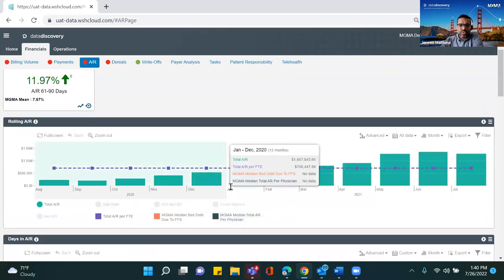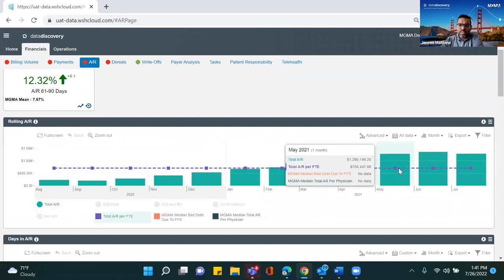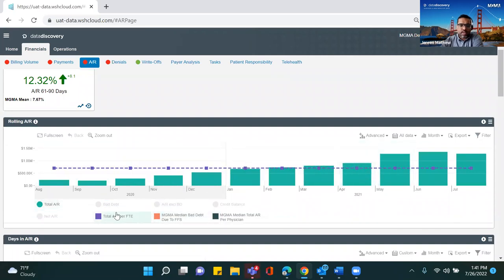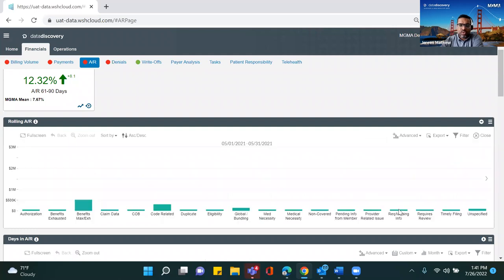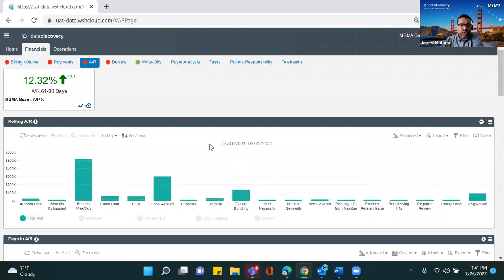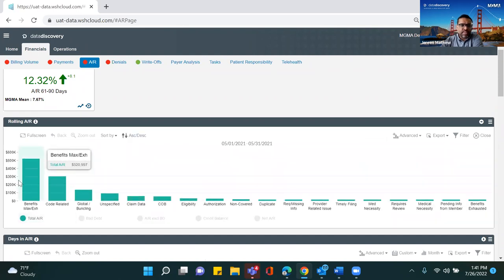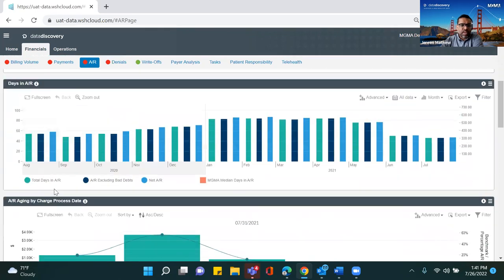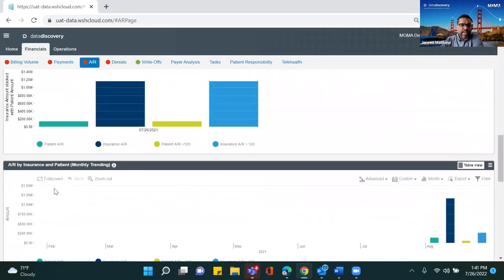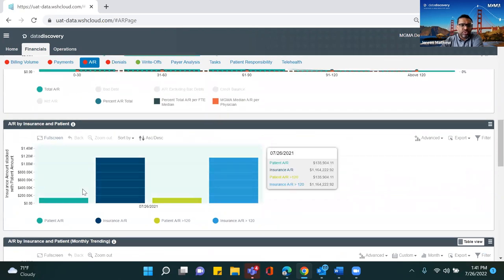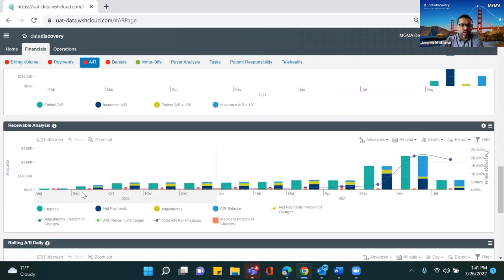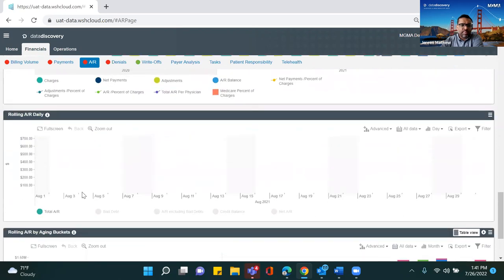Now I can see my AR trend, and I can see that AR has been increasing since the month of May. Let's dig into the details. So click there. We've linked the denial reasons associated in the AR. So when you look at that, you'll know what your top denials were when the AR increased that month, and that's maximum benefit exhausted and coding related issues. I'm also able to look at my AR in different formats, like AR by insurance. And one of my favorites is AR in different buckets.